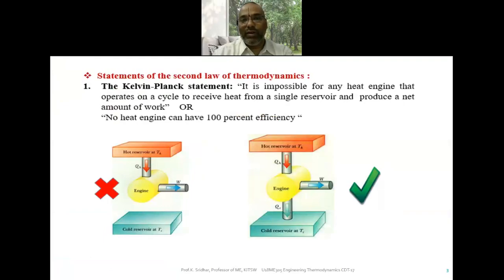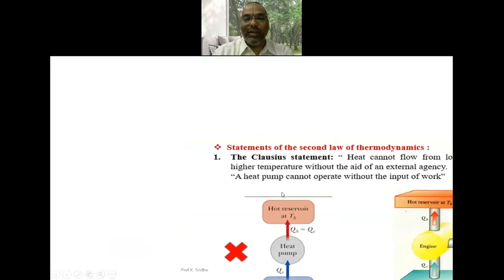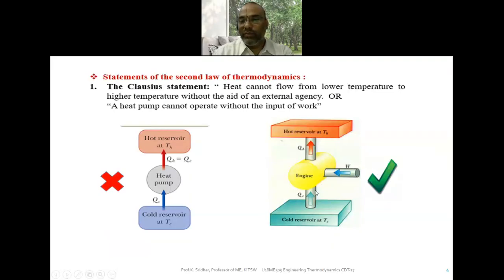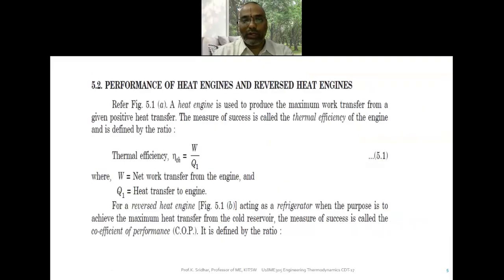In the previous class, we already studied the Kelvin-Planck statement. The Kelvin-Planck statement says that a heat engine will produce some amount of work whenever it is operating with a minimum of two thermal energy reservoirs, one is the source and one is the sink. Similarly, the Clausius statement says that heat transfer always takes place from the higher temperature body to the lower temperature body. If you want to transfer heat from the lower temperature body to the higher temperature body, we always have to give some amount of work input, then only it will work.